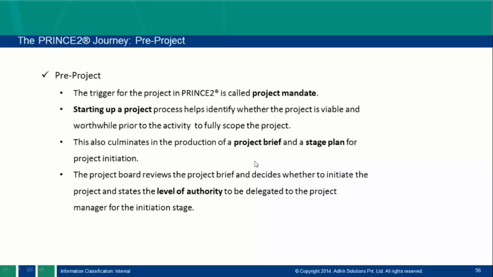So after this mandate, we will refine the mandate and then create a project brief. In this project brief, we will put what is the scope, what are my objectives, what constraints, what assumptions, time. So this is the brief that we will create after the mandate. After refining the mandate, we will create the brief in startup and a stage plan for the project initiation. My next stage is initiation, so I will create an initiation stage plan here.